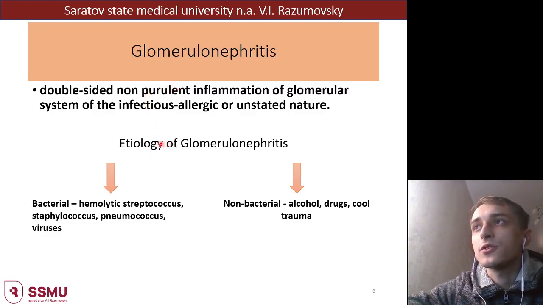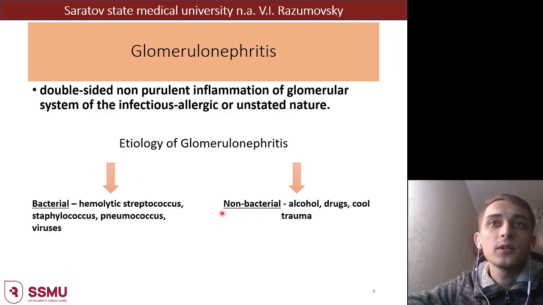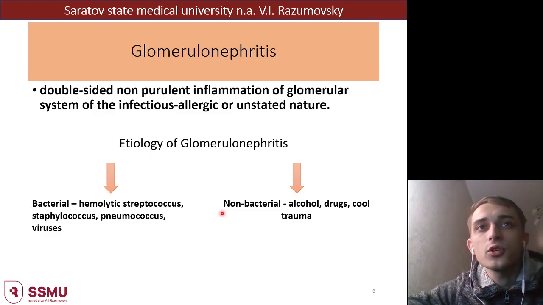Etiological factors of glomerulonephritis may be divided into groups, like bacterial and non-bacterial. Among bacterial factors, the most important are hemolytic streptococcus, staphylococcus, pneumococcus, and sometimes viruses. In non-bacterial etiology, we should remember alcohol injury, drug injury, and cold trauma.